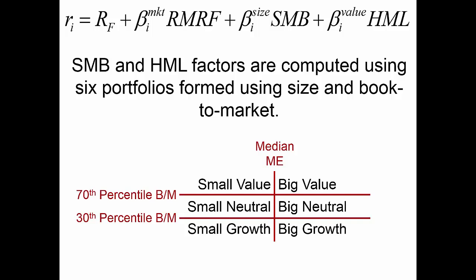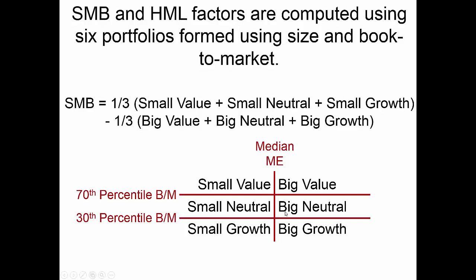So now that you know how we form these portfolios, let's talk about how we actually get the numbers to include in the regression. The way that we do this is by looking at the returns on these portfolios. The SMB factor is going to be the average return on three portfolios, the small value, small neutral, and small growth. And this is the S here, the small. And we look at the returns on these three portfolios, small value, small neutral, and small growth, and we average them. That's why it's multiplying by 1/3.